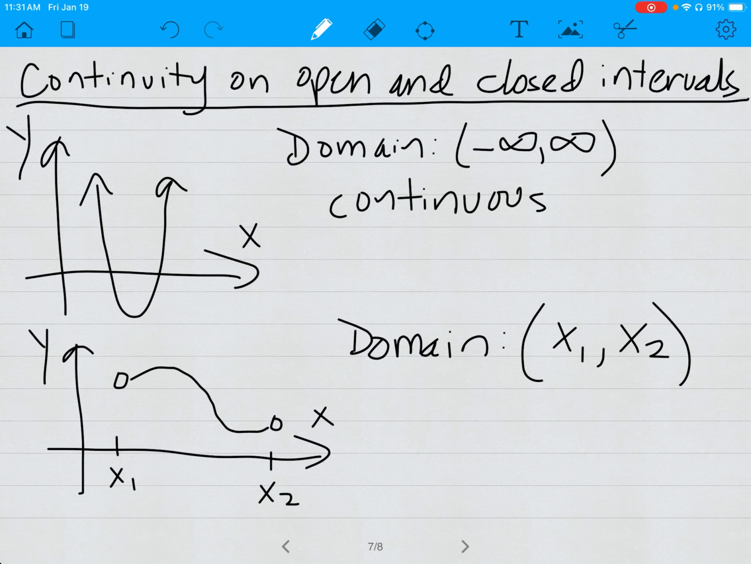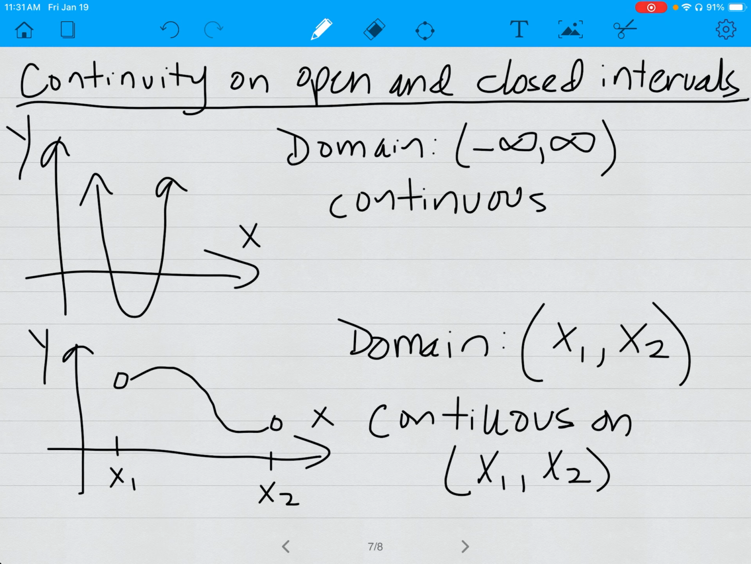Similarly, the second graph where we have these open circles at the end, it is continuous on the open interval x1 to x2 because we're not considering the endpoints. It is continuous everywhere between those two endpoints, but as long as we define this interval as an open interval, it's continuous on that open interval. It's just not continuous if we were to call it a closed interval because it's not defined at those endpoints.